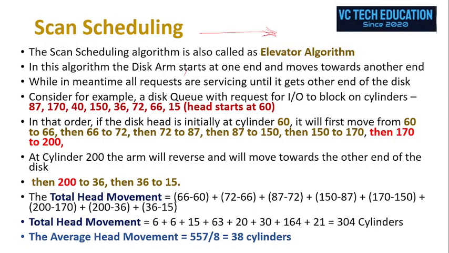The movement of the head will be calculated as 66 minus 60, 72 minus 66, 87 minus 72, 150 minus 87, 170 minus 150, 200 minus 170, 200 minus 36, 36 minus 15. The total head movement is 6 plus 6 plus 15 plus 63 plus 20 plus 30 plus 164 plus 21, that is 304 cylinders. The average head movement equal to 557 by 8 equal to 38 cylinders.